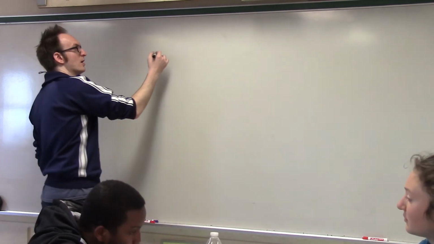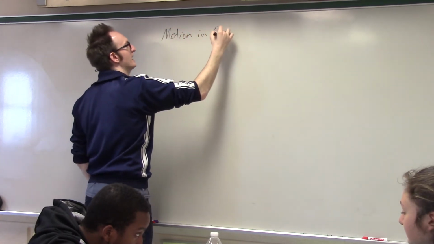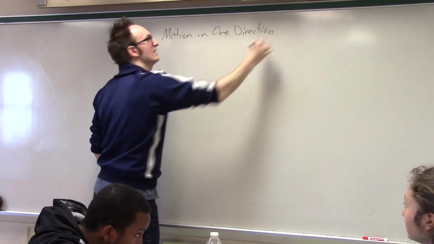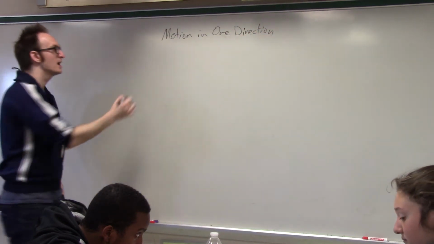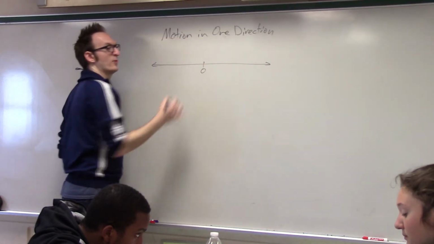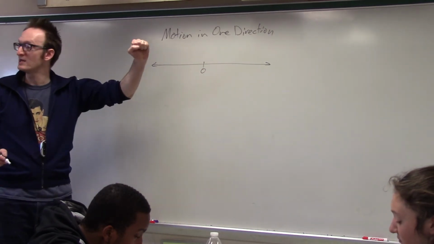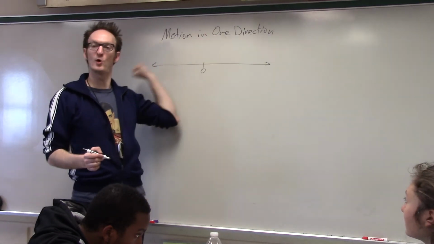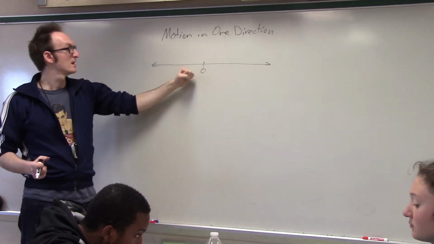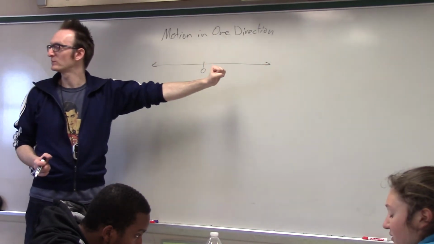What I want to discuss is motion in one direction. This is the simplest kind of motion, in which we have a number line with a 0 point, and positive values and negative values. We have an object moving back and forth along that number line. At any given time, the object is somewhere on the positive side, the negative side, or at 0.